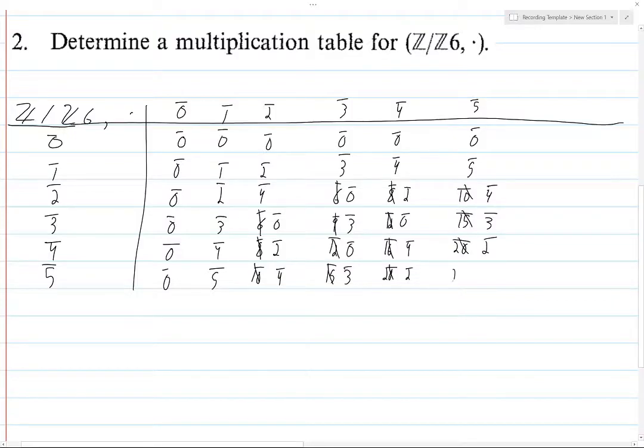Then 5 times 5, 25. You could pretty easily guess that that's going to be 1. Well, 6 times 4 is 24, so of course it has to be 1. All right, there's our table, and we're done.